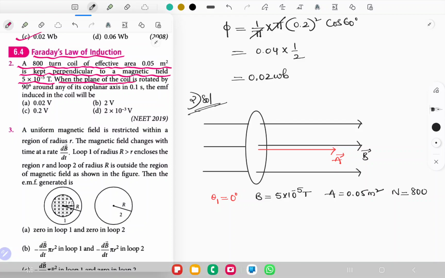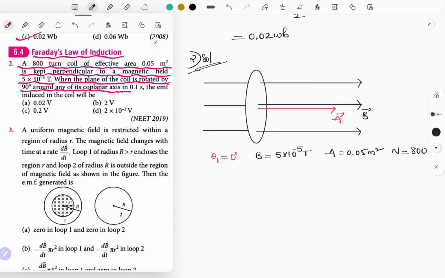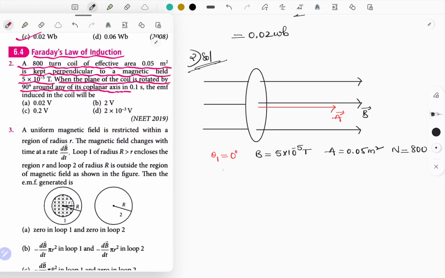Okay. When the plane of the coil is rotated by 90 degrees about any of its coplanar axis in 0.1 second, the EMF induced, they are asking. Okay. Now theta 2 is equal to 90 degrees. It is rotated to another angle.